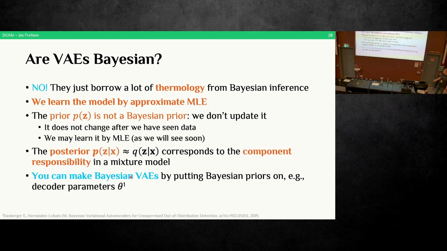The way you'd make a Bayesian VAE is you would put priors on the parameters of the model. For instance, you could put priors on the decoder parameters. But as they are, they are just frequentist models we learned using maximum likelihood.